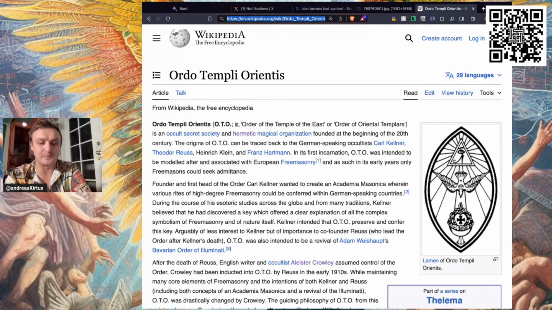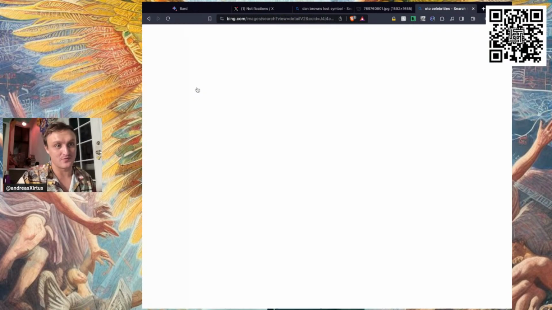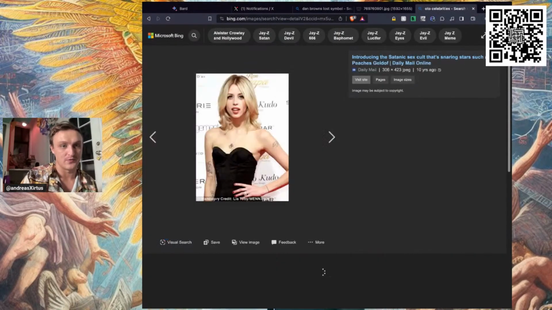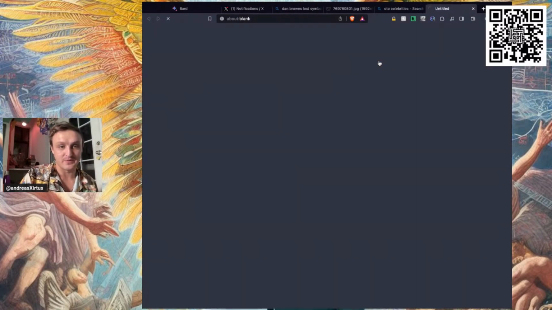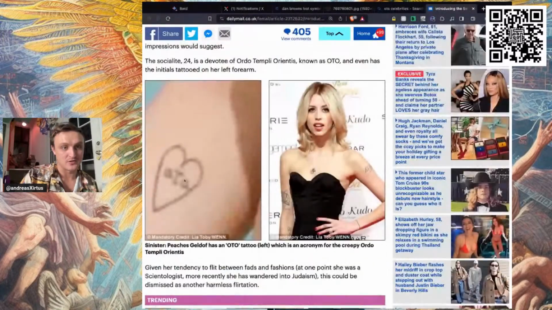The thing about the OTO, celebrities, you'll start to see a lot of celebrity deaths and sacrifices and things going around, people that have been involved with the OTO and people that come and go from the OTO, right? People that have been in the, this one was a big one, right? What was the deal with this one? Peaches. Forget Scientology. Yeah, here's her OTO tattoo on Peaches. There's a lot. Geldof's mother was involved with some weird stuff too.